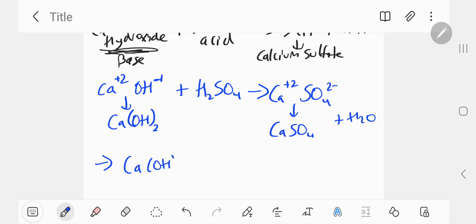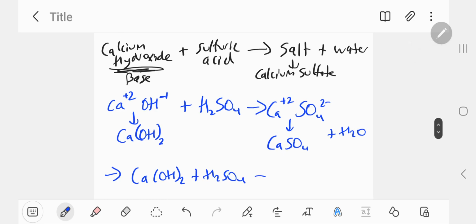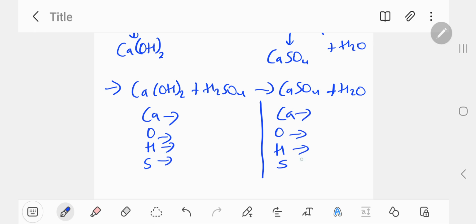And then we have it. We have Ca(OH)2, calcium hydroxide, plus sulfuric acid, H2SO4, makes CaSO4, calcium sulfate, plus H2O. Let's balance this. Step 1, make a list: Ca, O, H, S. Similarly on the right, Ca, O, H, S. And then you count. Calcium, there's 1 on the left. Oxygen, there's 2 plus 4, which is 6. Hydrogen, there's 2 plus 2, which is 4. Sulfur, there's 1. On the right, calcium, there's 1. Oxygen, there's 4 plus 1, which is 5. Hydrogen, there's 2. And sulfur, there's 1.